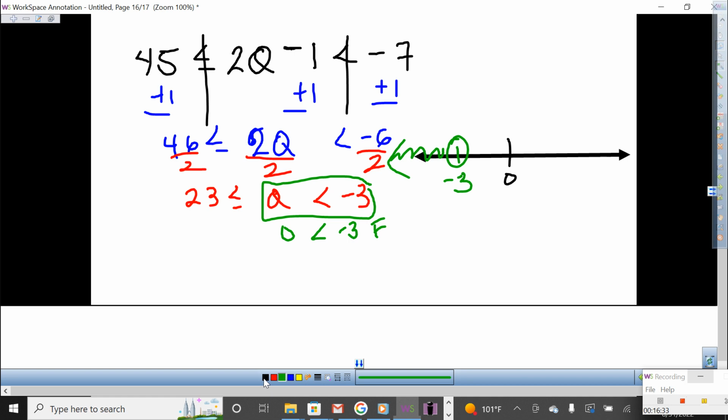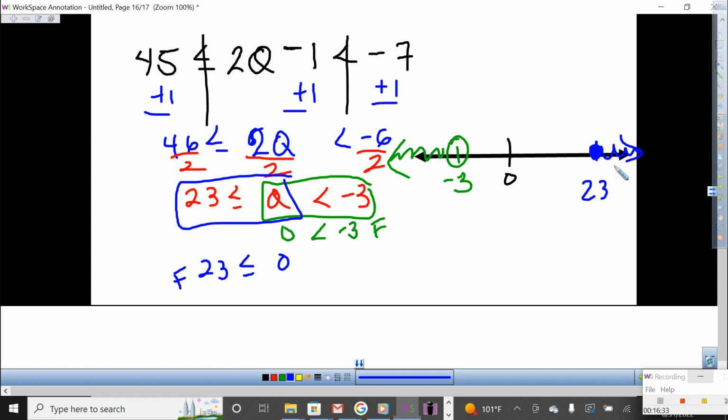All right. And then we got this part, which is 23, closed point. I'm going to test 0 again. So 0. Is 23 less than or equal to 0? No, that's false. So it's going to go the opposite direction. There it is. Hands if you got that.